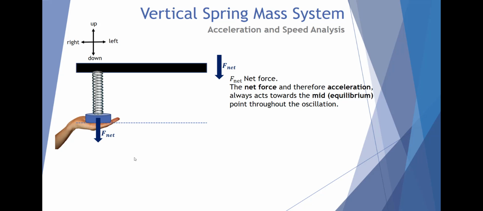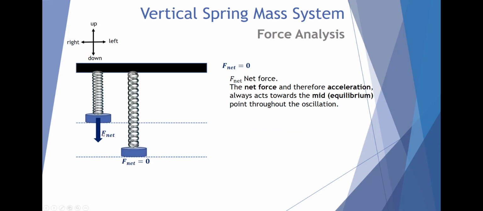So we know the net force, and therefore the acceleration, always acts towards the midpoint or the equilibrium point. How does that affect the speed? At the top, we have a net force operating towards the equilibrium position, which means our acceleration will also be in the same direction, according to Newton's second law, F equals ma. But at this point, just before it falls, we have a speed of 0. So at the top unstretched, we have a net force downwards, acceleration downwards, but an instantaneous speed of 0.